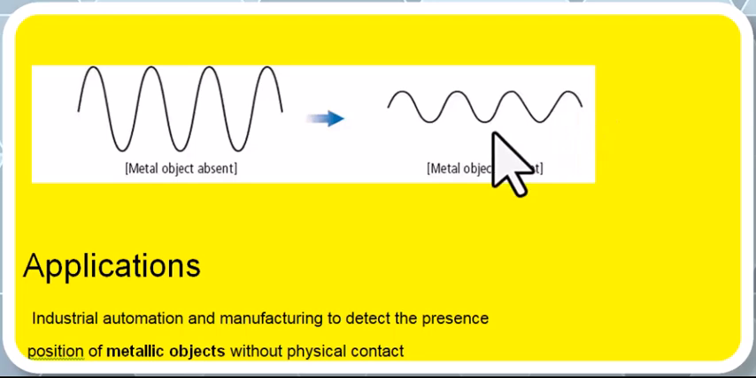Applications. This is used in industrial automation and manufacturing to detect the presence of metals, and also used for knowing the position of metallic objects without physical contact.